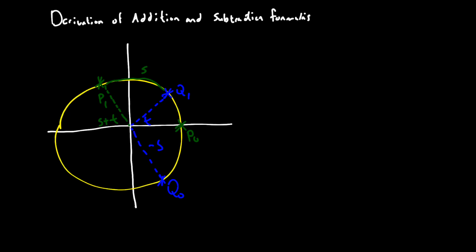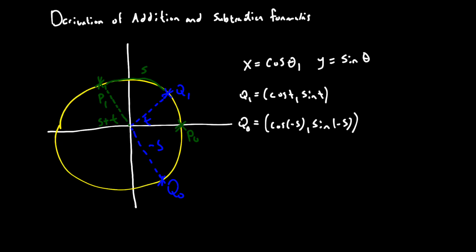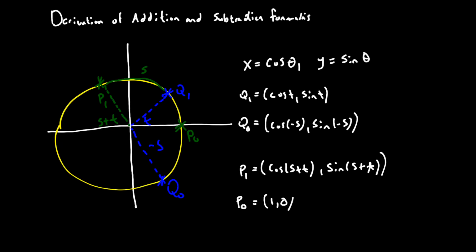Since all these points lie on the unit circle, the x component is going to be equal to cosine of whatever angle we're looking at. So in this case, we'll just say theta, and the y component is going to be equal to sine theta. Then Q1 is going to be given by cosine of t, sine of t. Q0 is going to be given by cosine of negative s, comma sine of negative s. P1 is given by cosine of s plus t, sine of s plus t. And P0 is given by (1, 0).